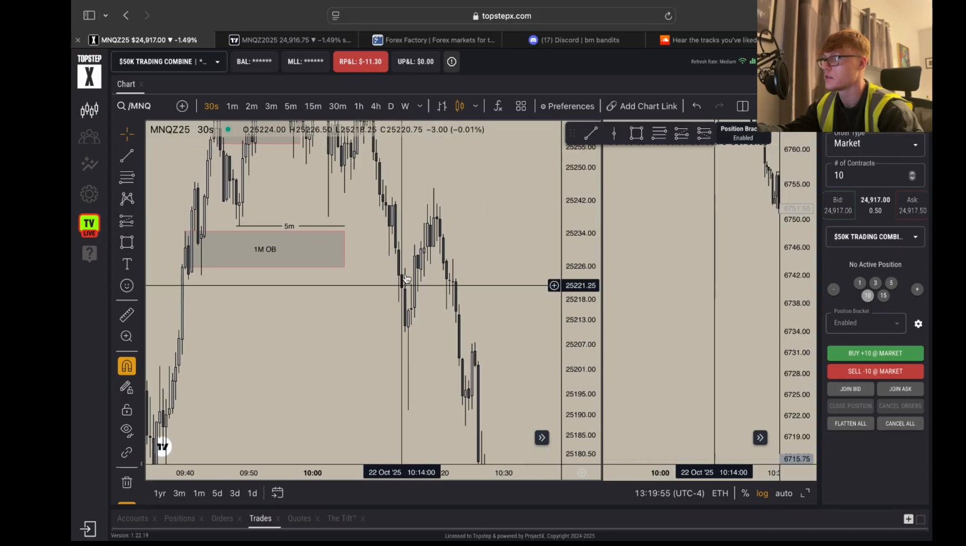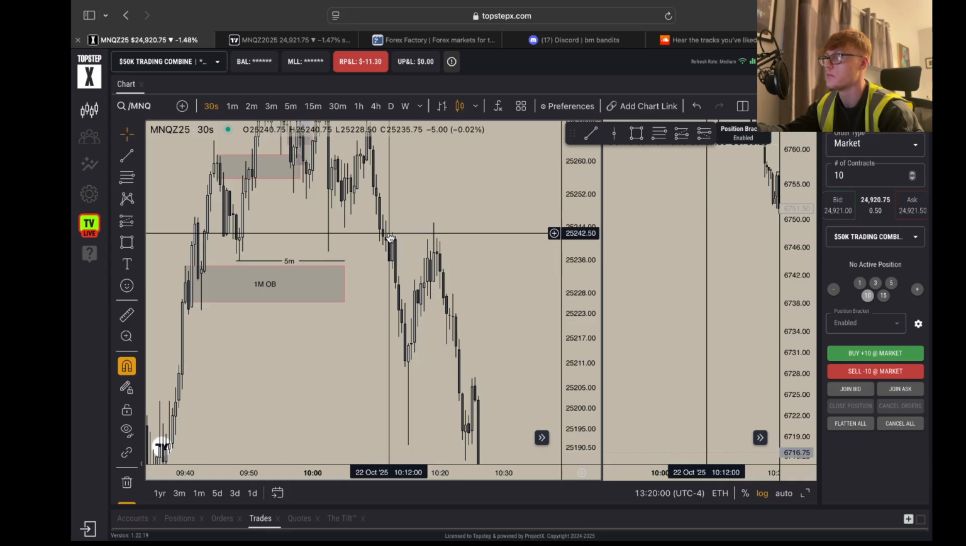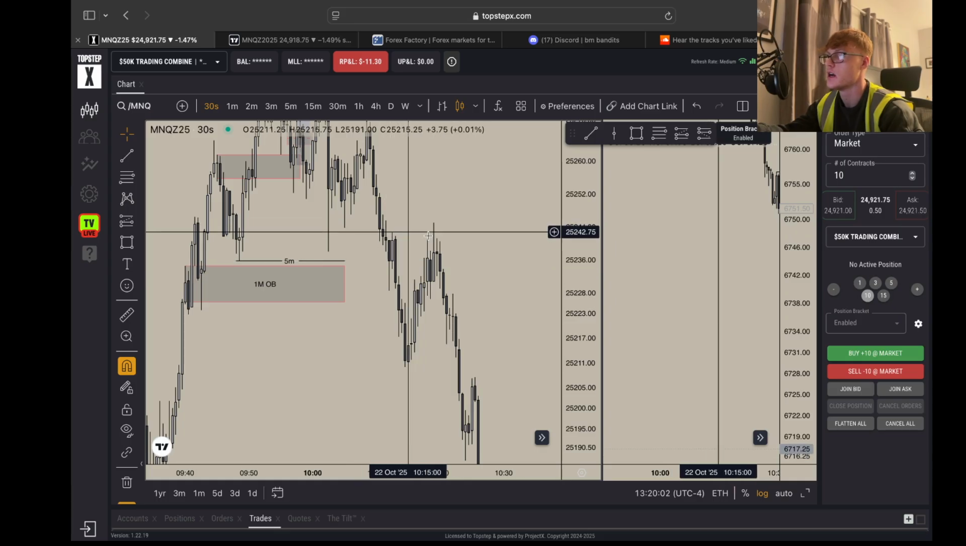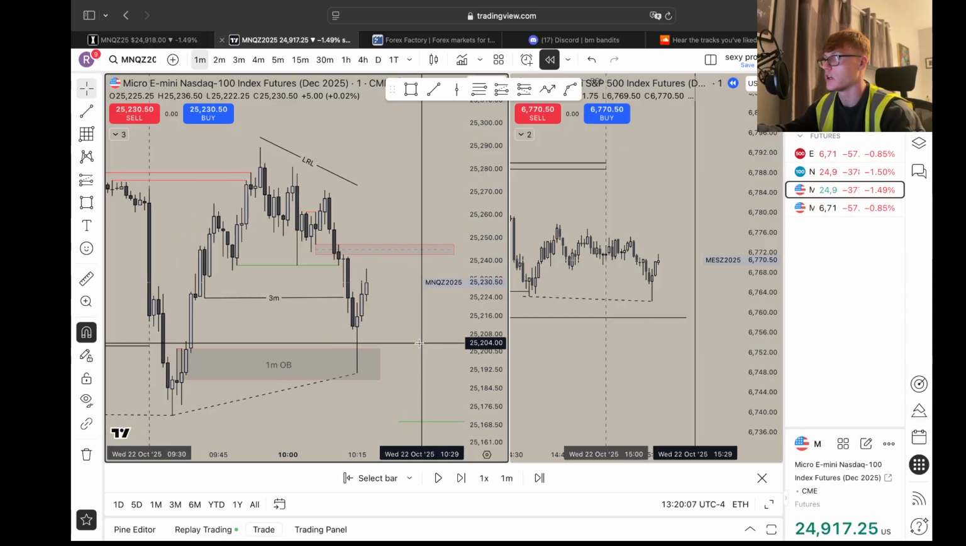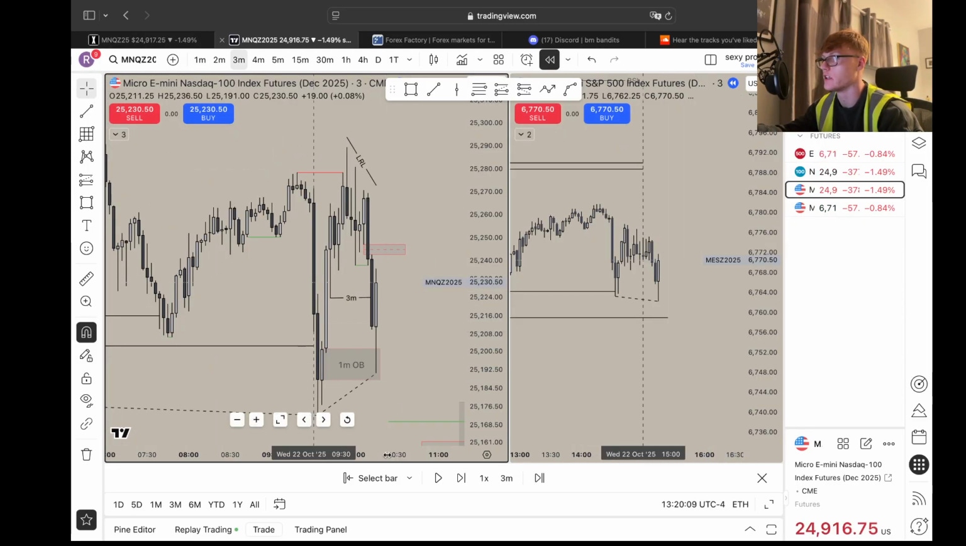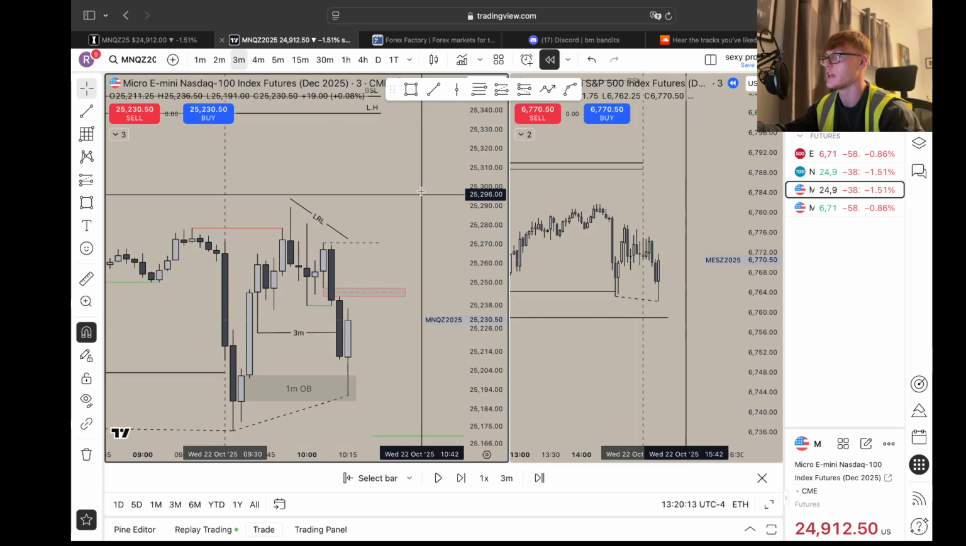We tapped this, came up. Yeah, so I think he took this entry here, and then he would have gone BE at the 3 minute here. But I didn't like how close the break even was. So I was wanting to wait for the 3 minute to close before entering a trade, just for more confidence. I would have gone break even at this internal high here, and then just held to London high.